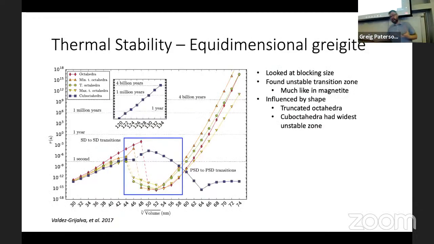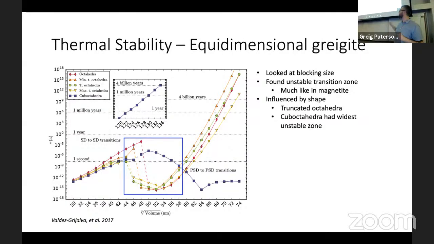We don't just see that in magnetite. So what you were looking at before was magnetite. What we're looking at now is greigite. And so in greigite, for different geometries, we don't have all of the material parameters at temperature. So here we're looking at relaxation time versus volume, versus grain size essentially.